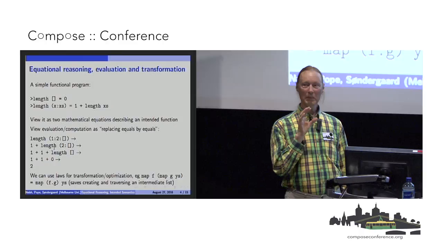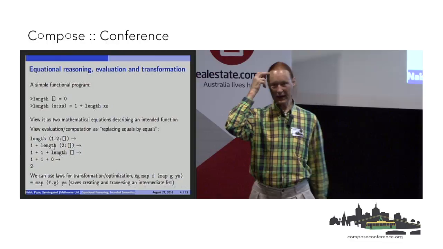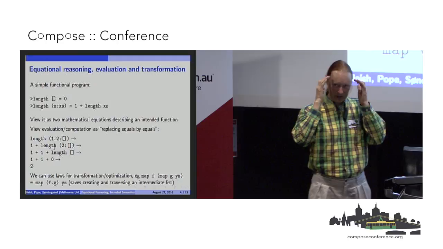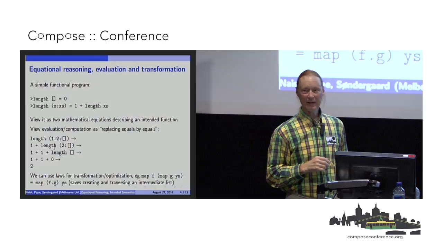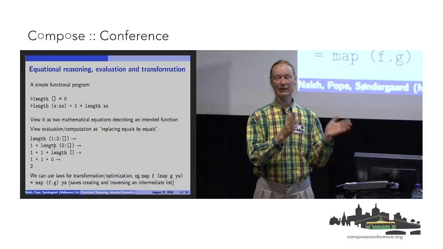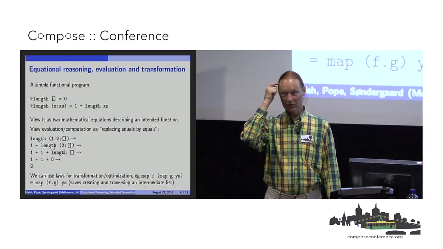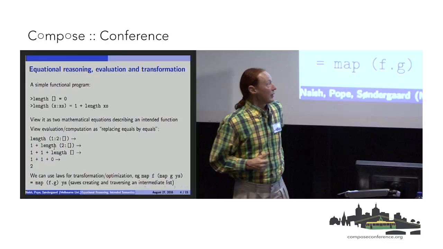You can think of it as two mathematical equations describing some intended function. So in my head, I've got a function which maps lists to integers. Okay, that's my intention. So I think I know what that function is. I can write down two bits of text saying that the length of the empty list is zero and the length of a list with a head x and tail xs is one plus the length of xs. Those two mathematical equations are correct descriptions of that function which is inside my head. So that relates intentions to the program.